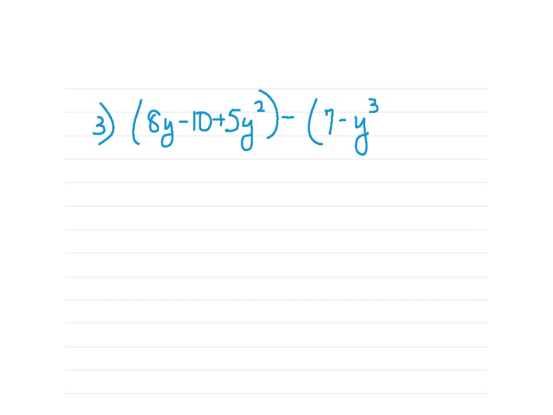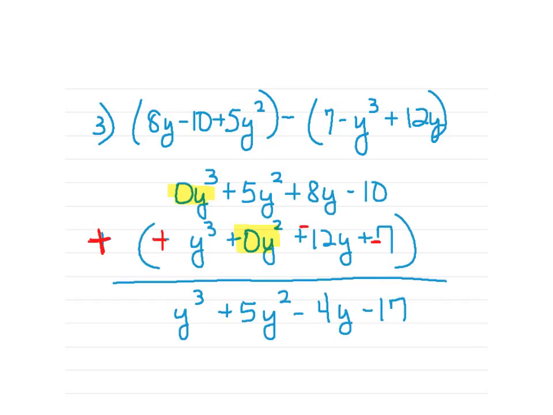Number 3, you will do on your own. So we have 8y minus 10 plus 5y squared. And we will subtract 7 minus y cubed plus 12y. Please pause the video, complete this problem, then hit play again to check your answer. The answer is y cubed plus 5y squared minus 4y minus 17.